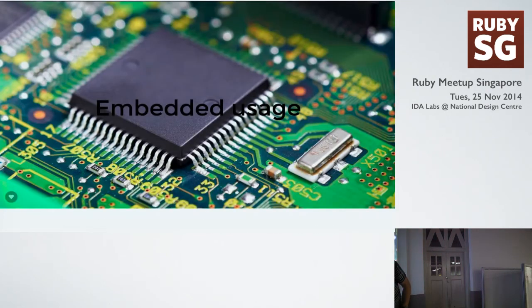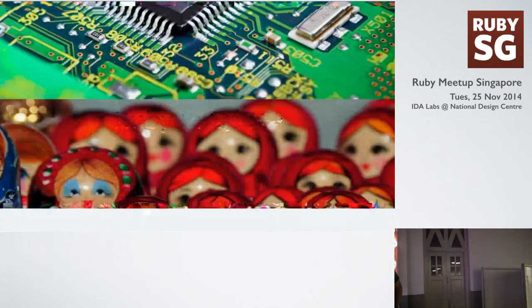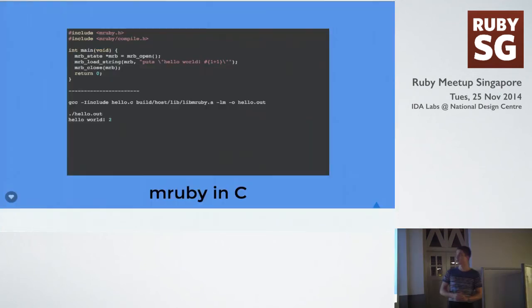Okay, so how can we put our Ruby code into some embedded device, embedded code? Ruby in C++ and C. This is the basic example. First of all, we start with this code which is shown on the top.